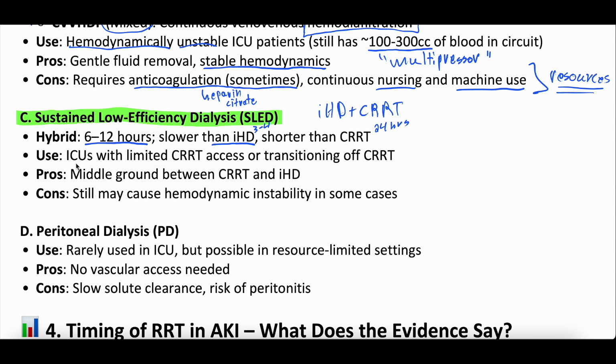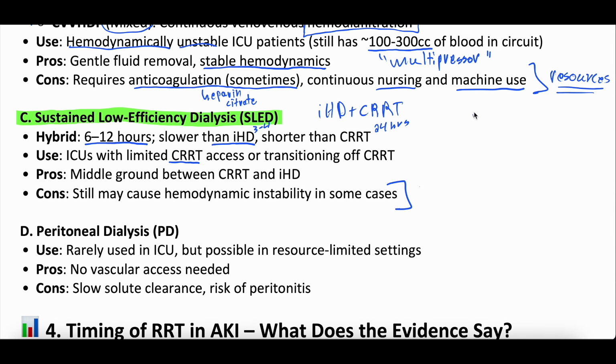All right, some ICUs like it because if you have limited CRRT access or you don't want to have someone occupied for 24 hours on a circuit, this is kind of a best of both worlds sort of thing where you run them slower so you have more ability to remain hemodynamically stable, but you also are not occupying a machine and nursing and all that for 24 hours on a CRRT machine. But because it's 6 to 12 hours, you still can get more hemodynamic instability than pure CRRT.